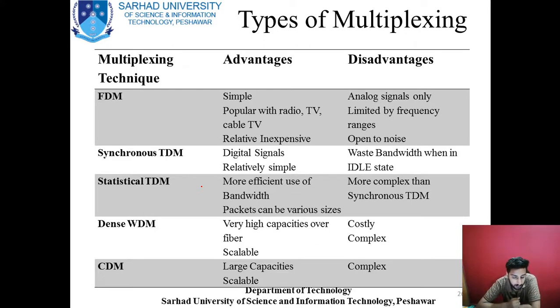And wavelength division multiplexing has very high capacities over fiber, and it is very much scalable. But the reason it is not mostly in our favor is cost. It is more costly and the most expensive as compared to all the other techniques.